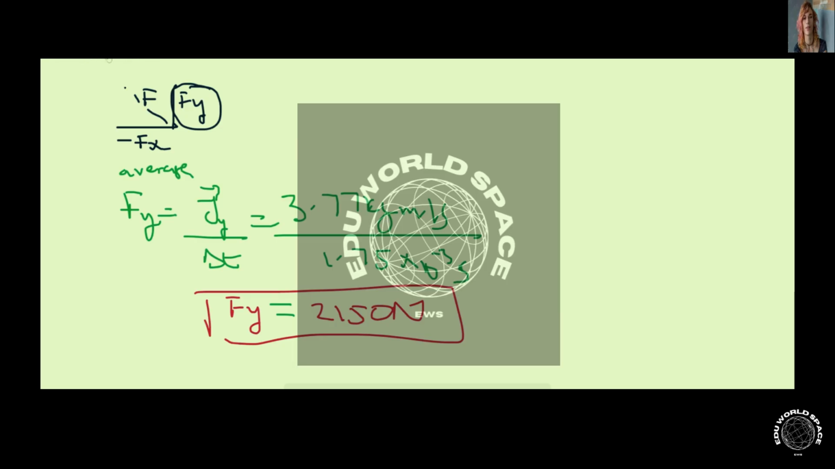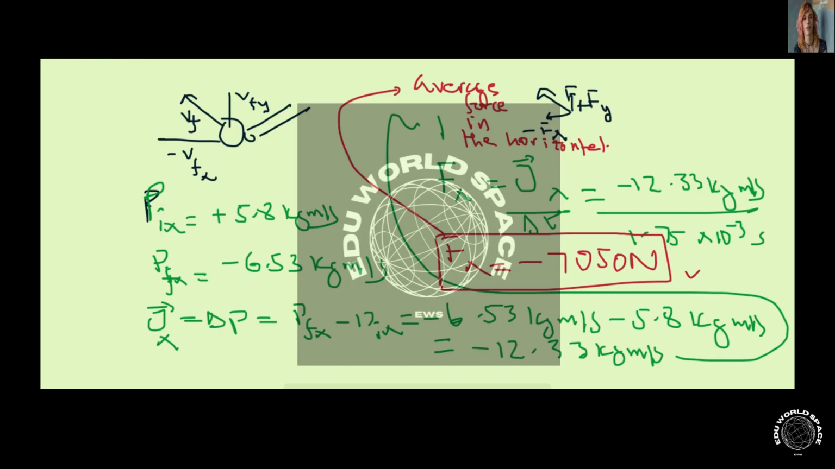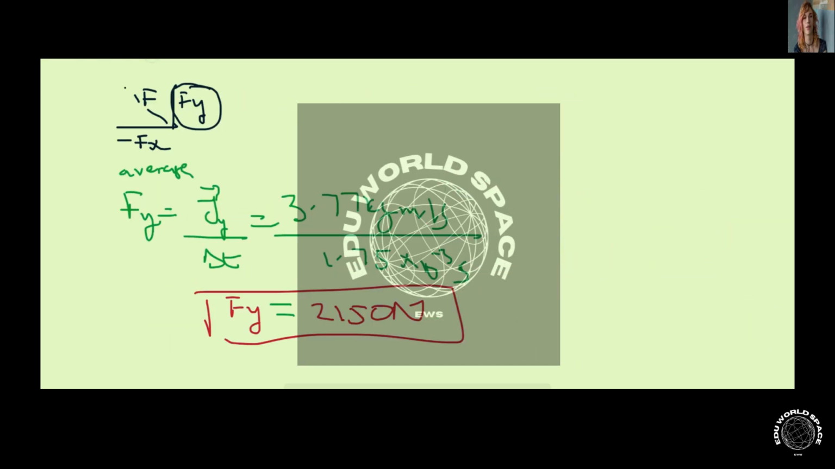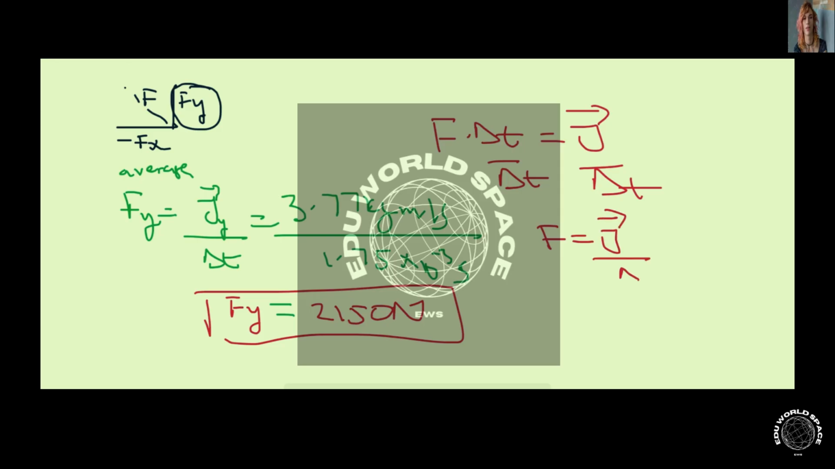Just to summarize, we wanted to find the average force in the x direction, which happens to be negative 7050 newtons, and the average force in the y direction, which happens to be 2150 newtons. The key is to break up the final momentum into two components, the y and the x, and also the initial momentum into two components, the y and the x, and then to use the impulse to get the average force. Remember, F times delta t is the impulse, and it helps us get the force because you solve for F. So F equals the impulse over the change in time.